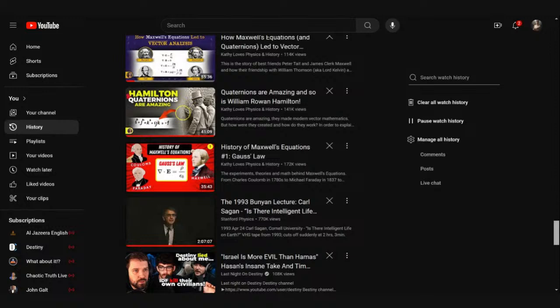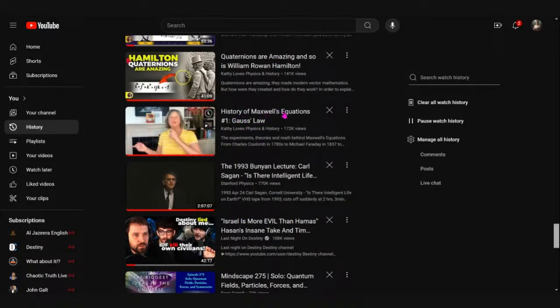Hamilton basically destroyed his life because he promoted the quaternions, and they never caught on. So he wasted his life promoting the quaternions. You see, I never heard of these words until today.